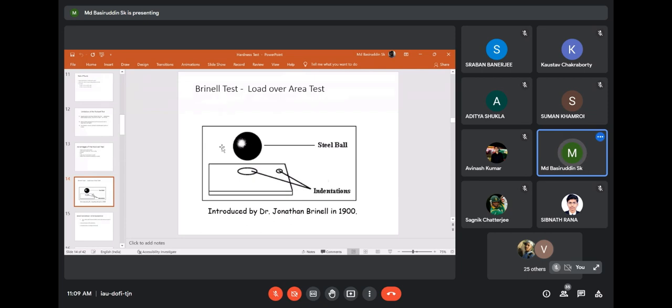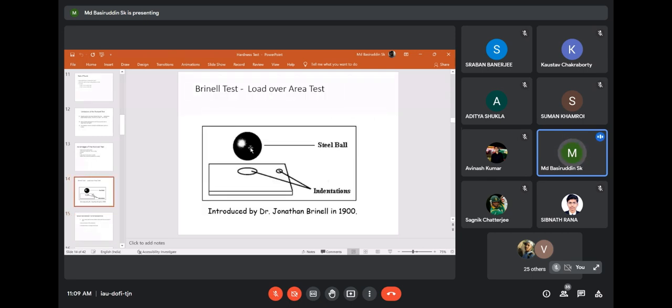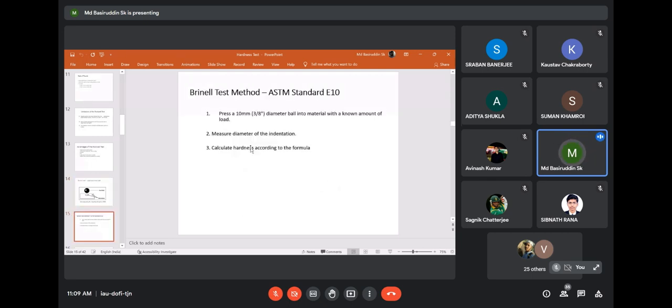Now for different materials we set different applied loads. For hard materials we set a load of 3000 kgf, and for softer materials we can set a load of 500 kgf. Now, how can we measure that hardness? The ball indenter is a 10 mm diameter steel ball.